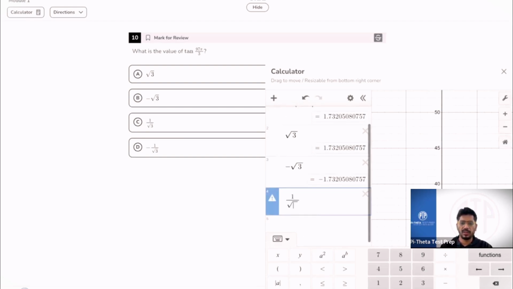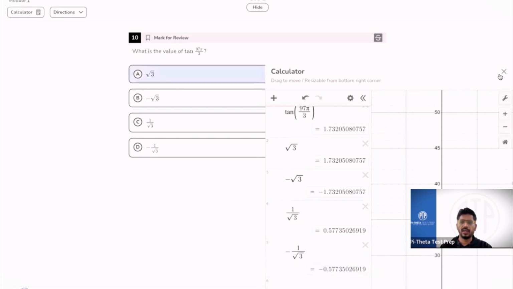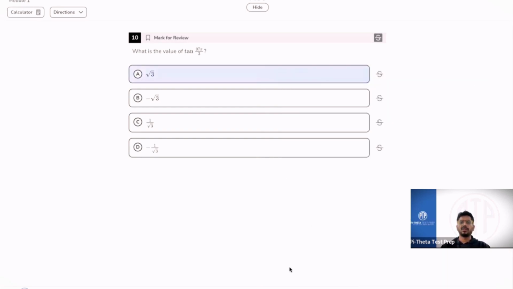1 upon root 3, that is your 0.55, and negative 1 upon root 3. So that is your answer, yeah, root 3 here. So I'll just mark root 3. And this is what our 10 questions are, right? If you want to review this, again, you can watch this video again and basically you can save more score and score more, right?